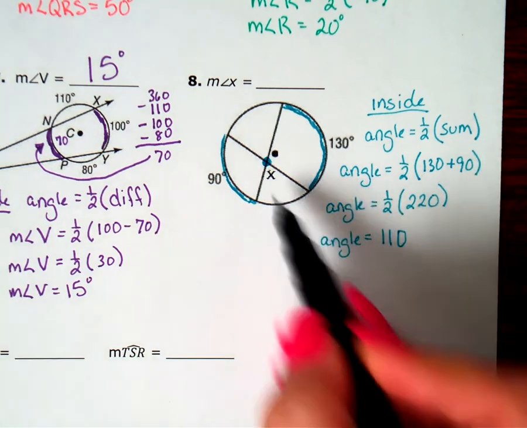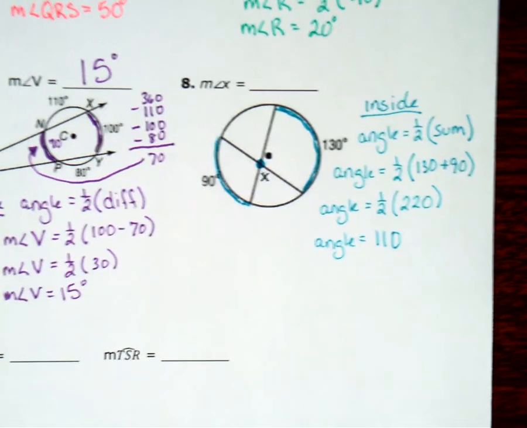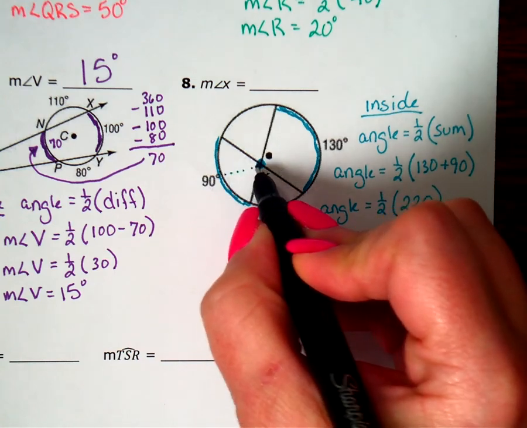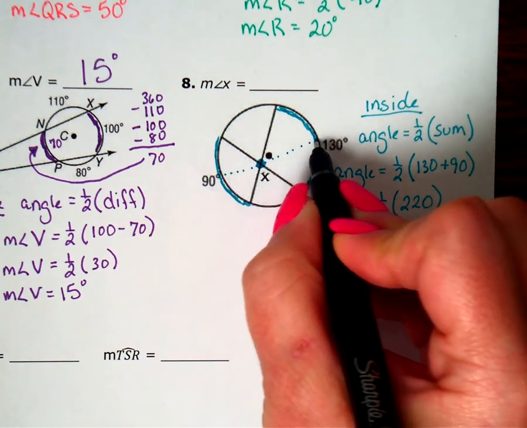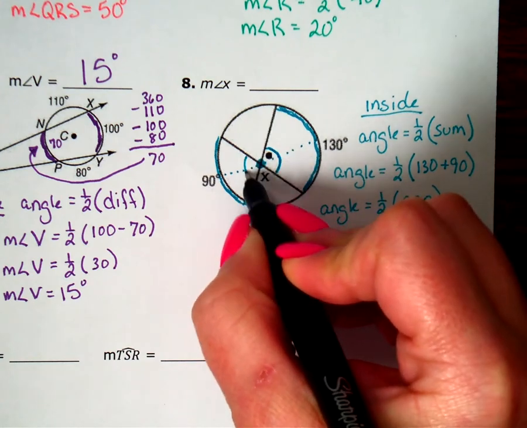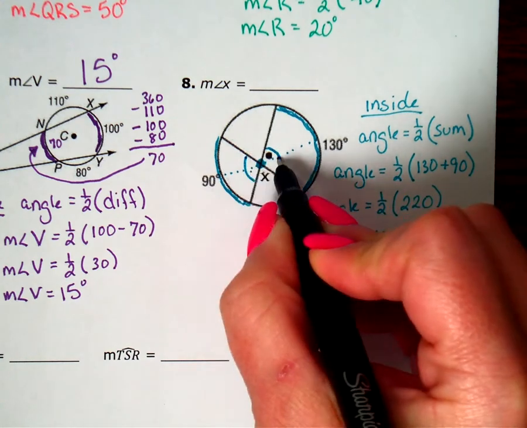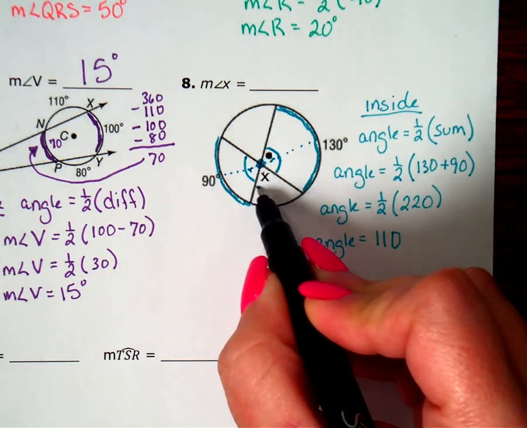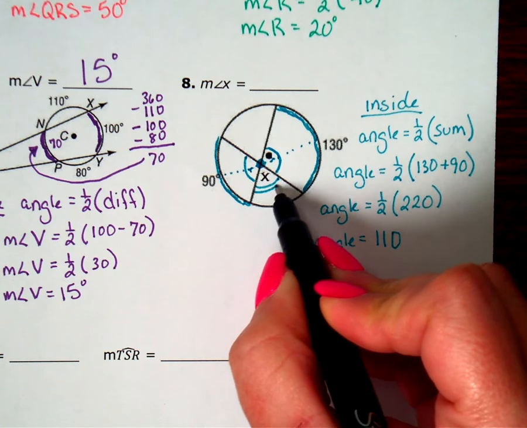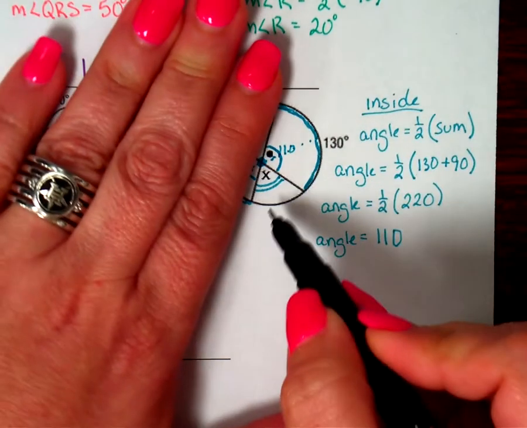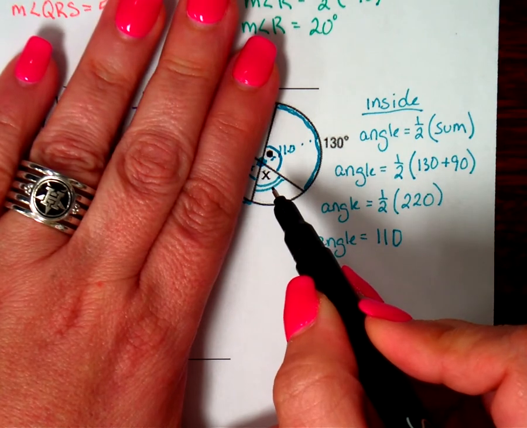So it's real tempting to go, oh, okay, x is 110. But look at the angle that goes with these intercepted arcs. Are these vertical angles? So these two angles are each 110. But I'm trying to find this angle here. So this one is 110. I need to know how big is just this x.